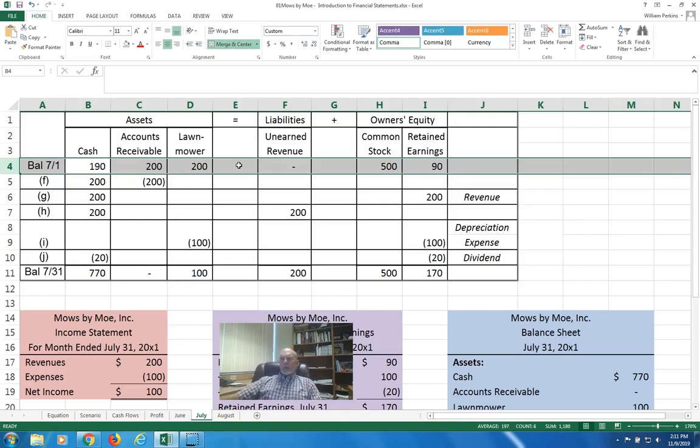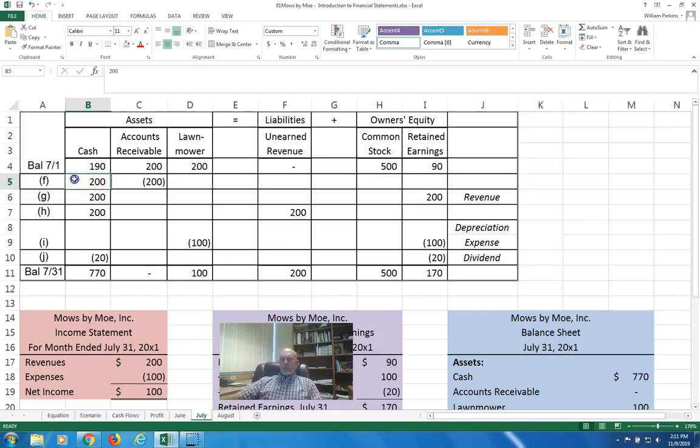Okay, the first thing we did was we collected $200 as a payment for what they owed us from June. So we added to cash, and the accounts receivable now comes down because they no longer owe us that money. Notice that we are not recording revenue because we didn't do any more work for that. That work was already done back in June, and the revenue recognition principle says we record the revenue when we do the work.